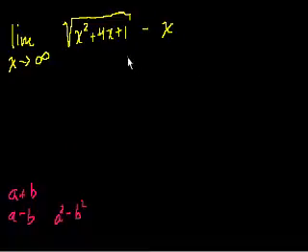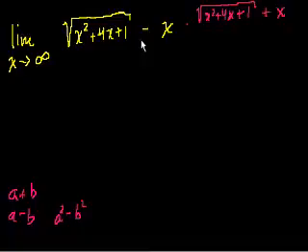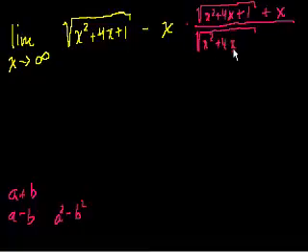But we can't just multiply it, right? We have to multiply it by it over itself, because to not change the value of something, you can only multiply by 1. So let's multiply it by the conjugate, x squared plus 4x plus 1 plus x, right? That's the conjugate. Instead of minus x, we have a plus x. And we can't just multiply that. We have to multiply by 1. Otherwise, we would be changing the value. So it's going to be divided by the same thing: x squared plus 4x plus 1 plus x.